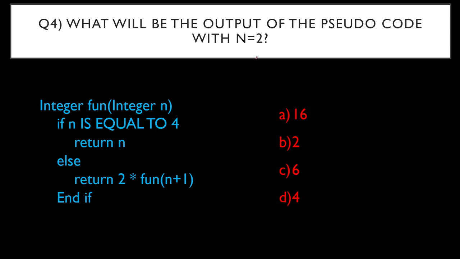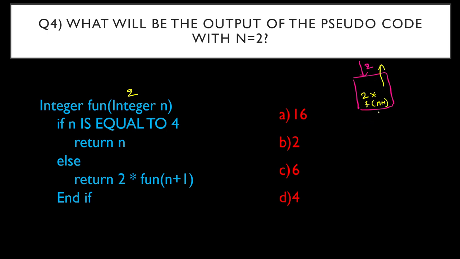This is simple. From 2 up till 4, this will be recursive. In the initial function call, I'll pass 2 as the value of n. If the value of n is equal to 4, you will return n. Initially, what is the value of n? That is 2. So this condition becomes false because n is not equal to 4. So what you are going to return is 2 into function of n plus 1, whatever the value comes here.